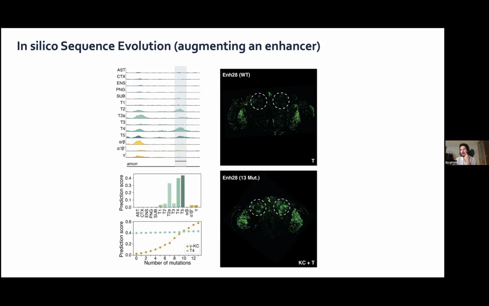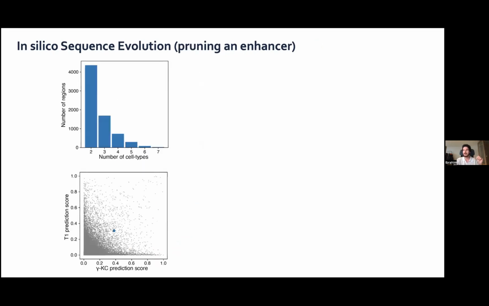And the other way around, we can find with the help of the model such sequences, enhancers that are active in multiple cell types. We have an enhancer that is active in multiple cell types, and with the help of the model, we wanted to prune it. The way we identify these, again, is scoring the whole genome and looking at the gamma Kenyon cell prediction score versus the T1 prediction score. As you can see, these 500 base pair sequences are shared between these two cell types. We choose this one as an example.